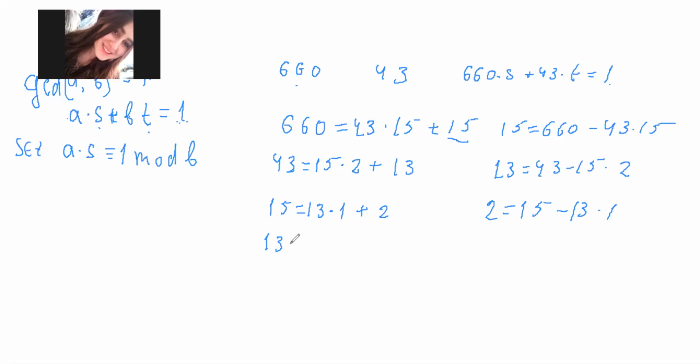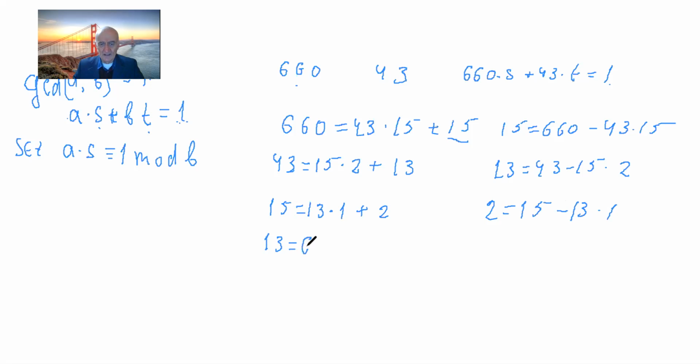Divide 13 by 2. Yes, 13 divided by 2, and 13 equals 6 times 2 plus 1. And from here, 1 equals 13 minus 6 times 2. And finally, if we divide 6 by 1, it equals 6 times 1 plus 0. And this number 1 is the last non-zero remainder.